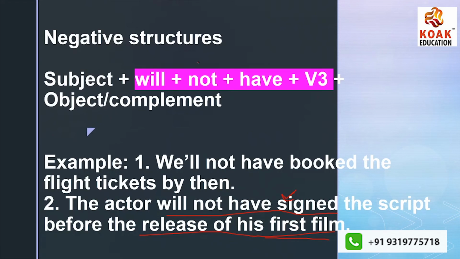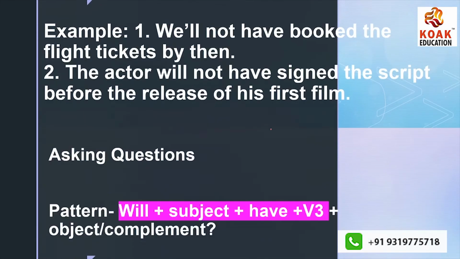If you have to frame a negative structure for the future perfect, make use of not just after will. If you say "will have not signed," that is an incorrect pattern and it would go wrong for you. Do not do that. The pattern is that immediately after will you have to place not. Having said that, with these proper explanatory sentences, I will be moving ahead now.